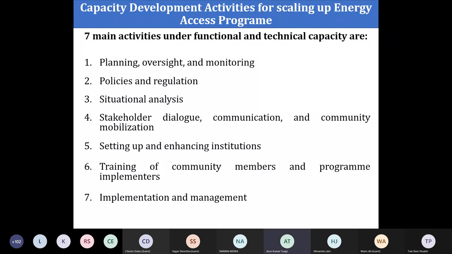Now, for capacity development activities for scaling up the energy access program, we have classified 7 main activities under functional and technical capacity. They are planning, oversight and monitoring. Like if you want to install a micro hydro project, you have to plan, take basic data from that area, like the number of households, calculate the load, and forecast availability of local resources. These come under the planning, oversight and monitoring chapter.